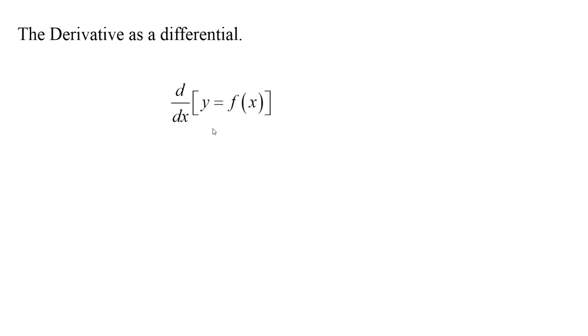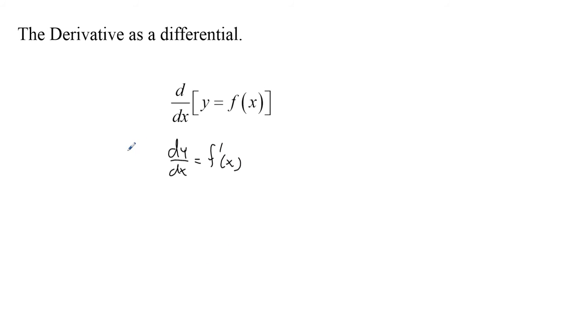When you see something that looks like this, we've done this kind of notation already. When we say take the derivative with respect to x of y equals some function of x, we know that dy over dx is equal to f prime of x.